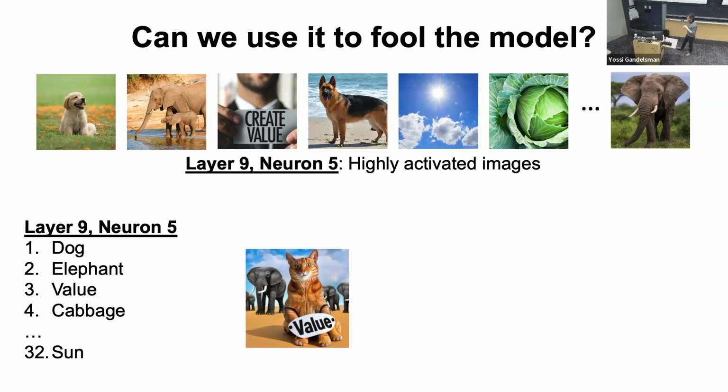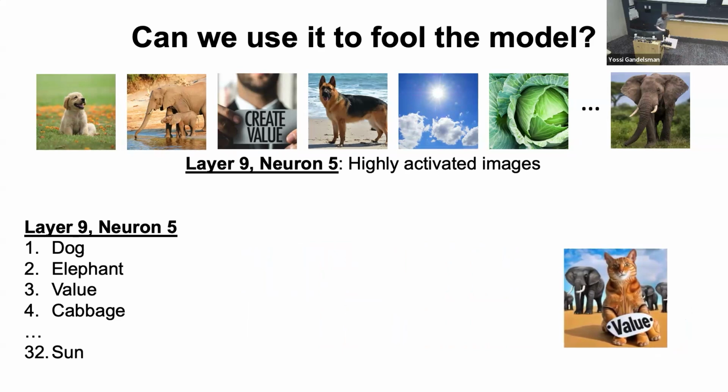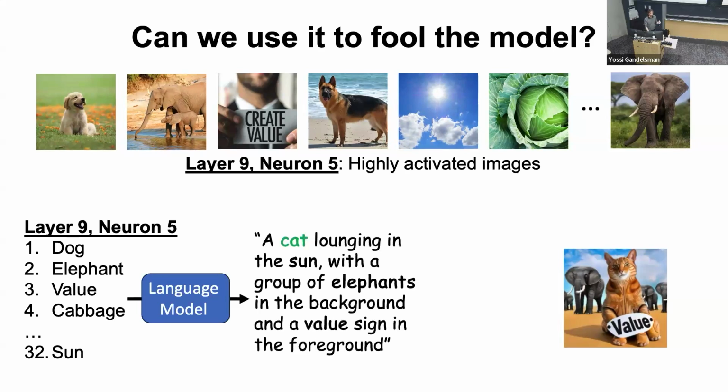Now, how did I generate this image? Well, it's really dumb. I just took these descriptions, gave them to a language model, and asked it to generate a sentence, an image description that has all the words, or as many words as possible from this list, except the word cat, except the word dog, and instead have a cat in it.